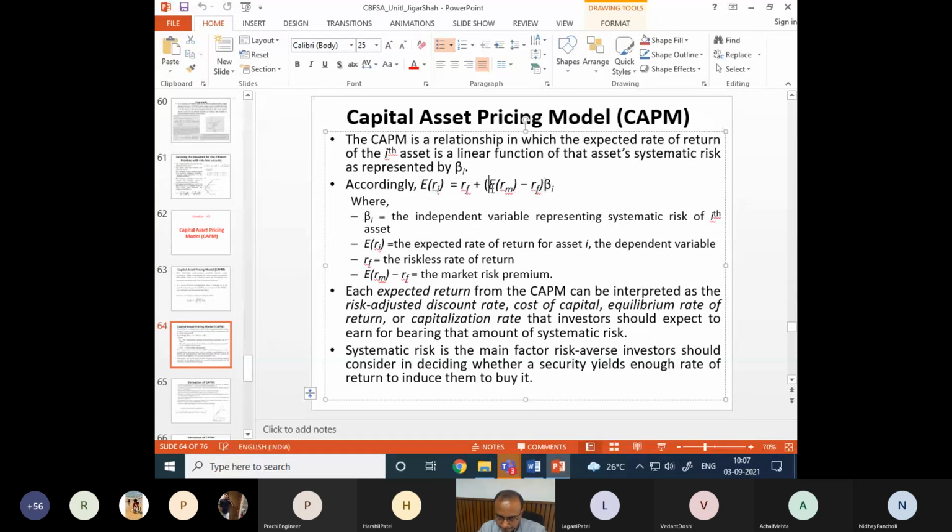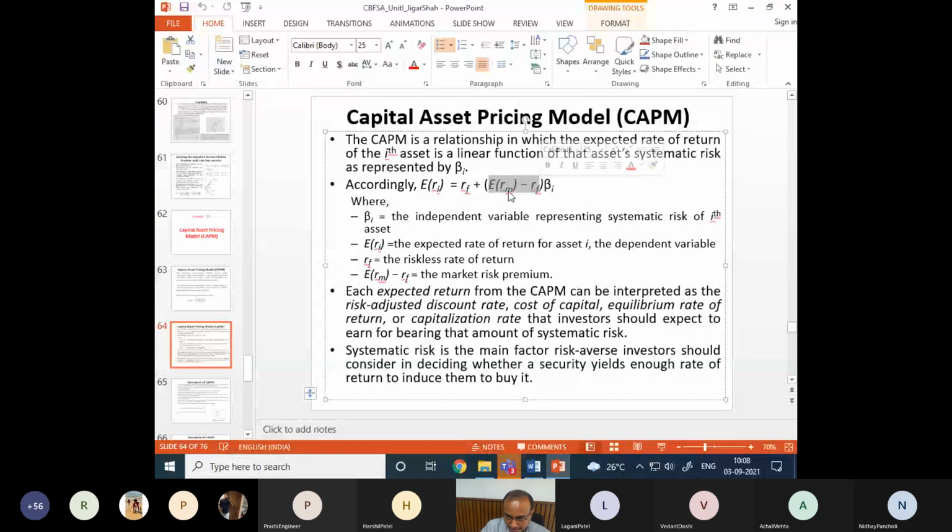And this value, ERM minus RF, is called the risk premium. It is called the market risk premium. That is the extra premium that you expect when you are investing in a risky security like stocks. It is applicable to any risky security. So that is ERM minus RF, the risk premium.